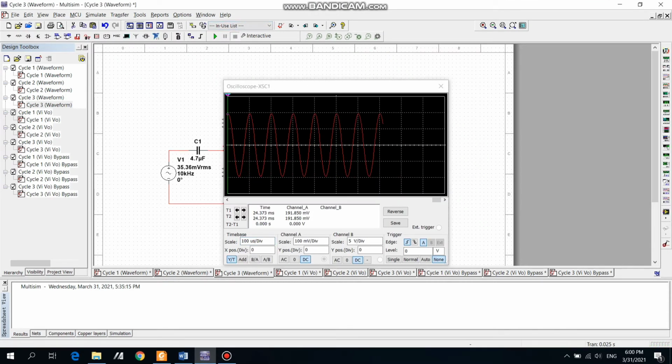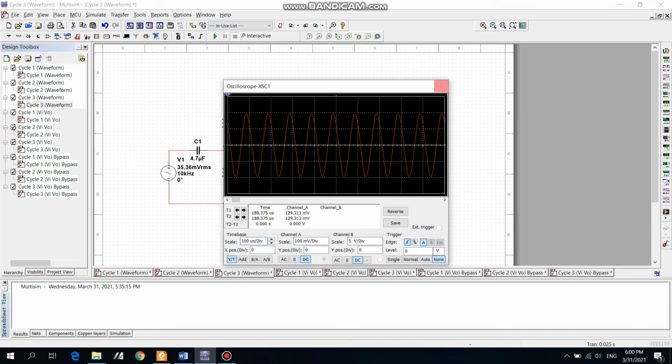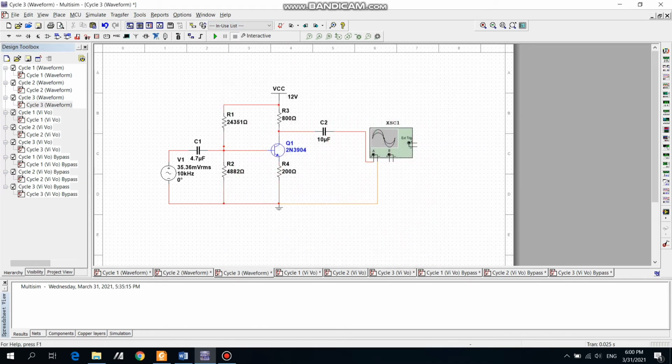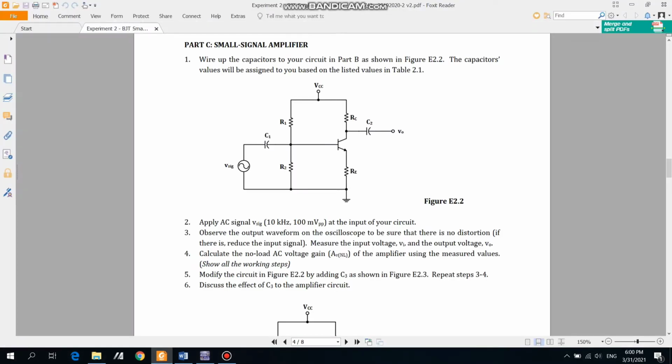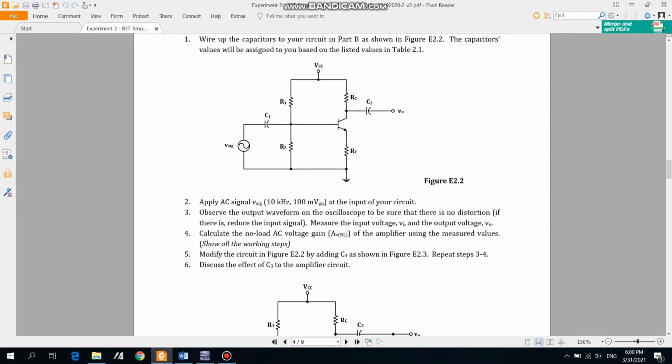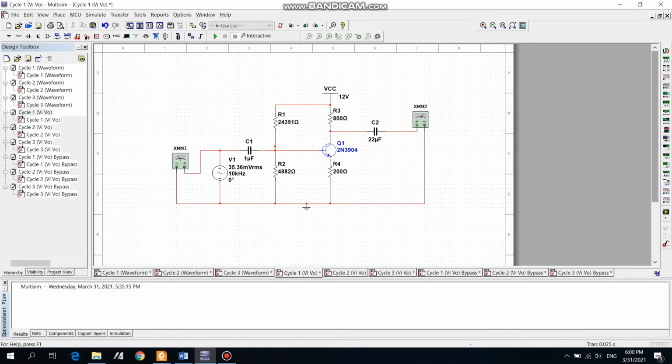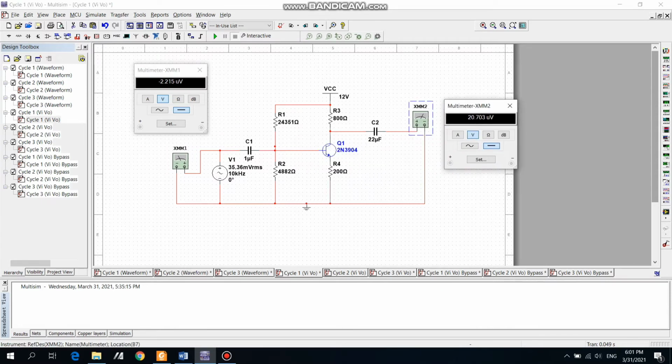Okay, there is no distortion in the waveform, so then we can proceed. The question asks us to measure the input voltage and the output voltage. So we use the multimeter to measure the input and output voltage. So this is cycle 1, and then we want to change the multimeter to the AC to measure the AC voltage.